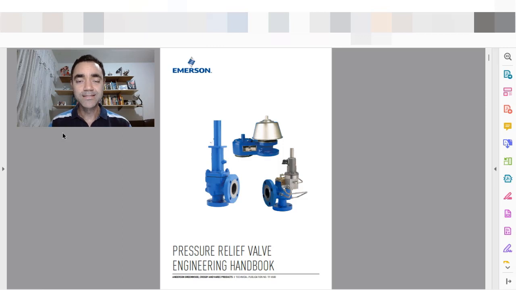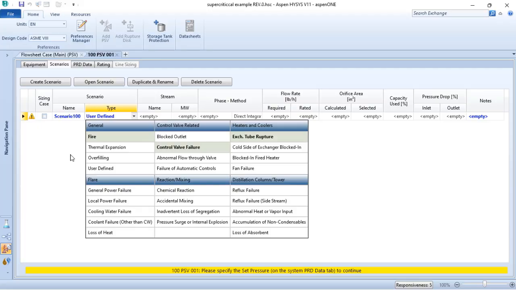That said, let's see what are the typical scenarios for pressure relief device calculations. Safety scenarios for pressure relief device calculations are any scenarios that can lead to an overpressurization of your system. In API 521, you find in Table 1, 17 scenarios listed by the standard, and in the Aspen Hysys safety analysis, you also have a summarization of them.